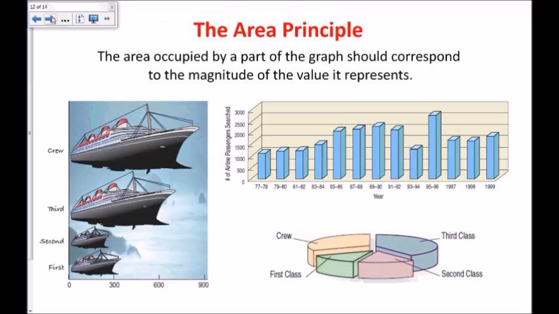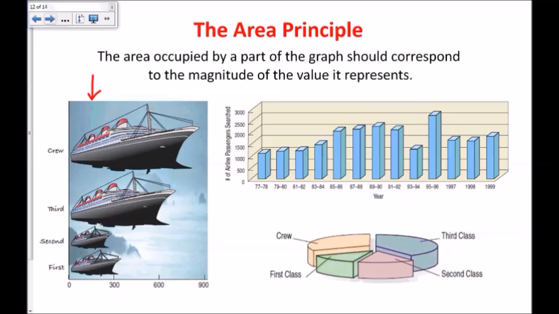The last principle to talk about is the area principle. The area occupied by a part of the graph should correspond to the magnitude of the value it represents. So all the graphs on this page have some problems with them, some more than others. This graph is displaying the frequency of passengers in first, second, third class, and crew.